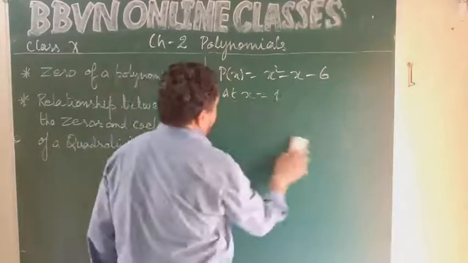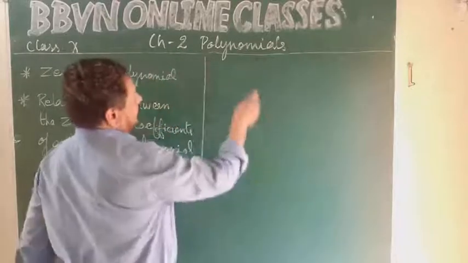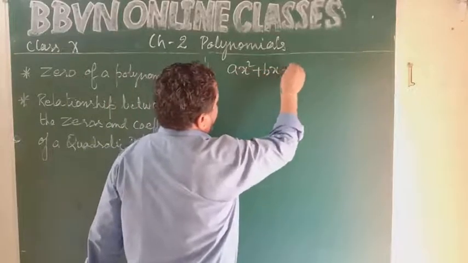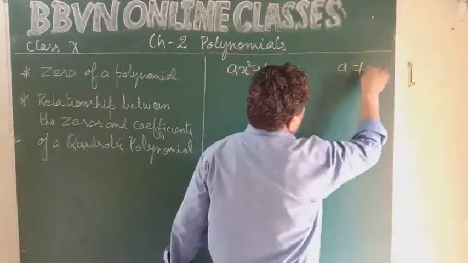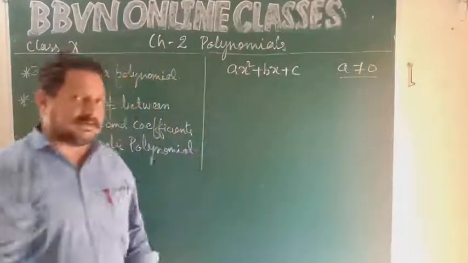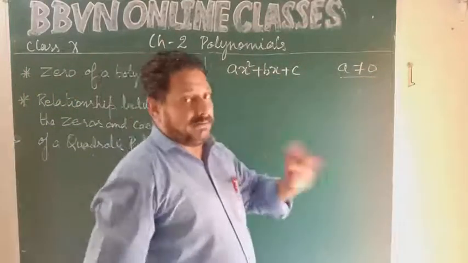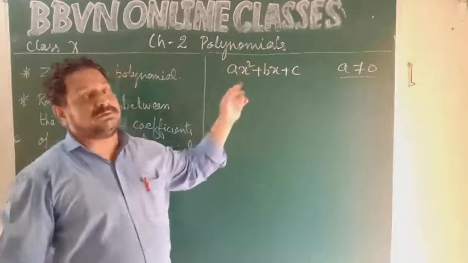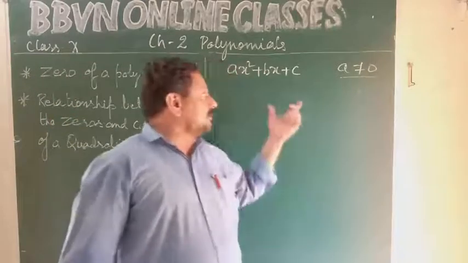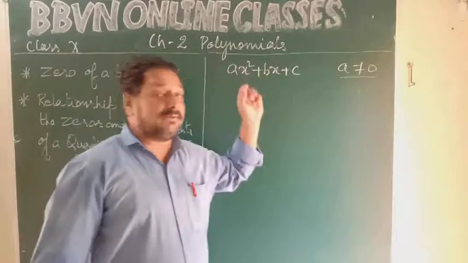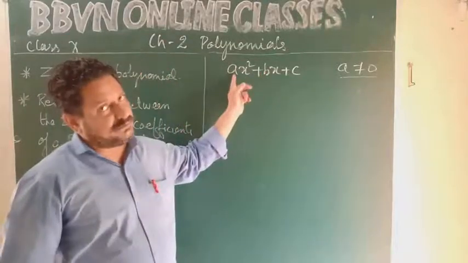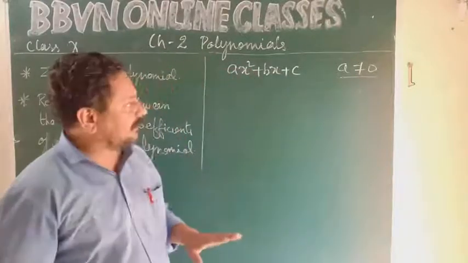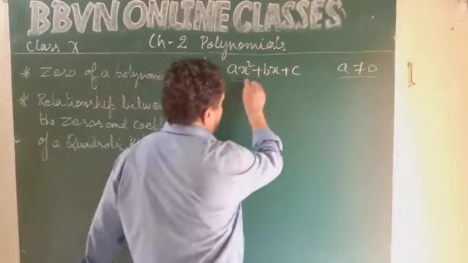So children, I'll do one thing. The general form of a quadratic polynomial is ax square plus bx plus c, where a is not equal to 0. A, B and C are constants, any random constants, but A cannot be 0. If A is 0, you will not have the term containing x square, so this will not be a quadratic polynomial. This expression will be a quadratic polynomial if and only if A is a non-zero constant. B and C can be any constant, they can be 0 or non-zero, whatever it is.